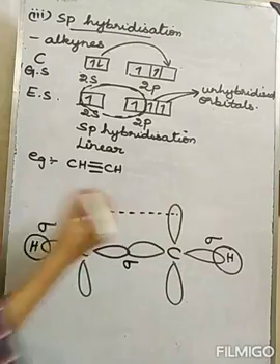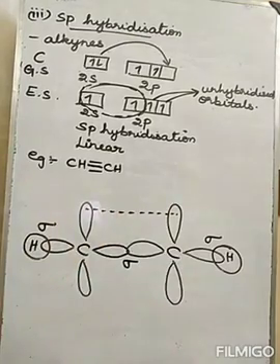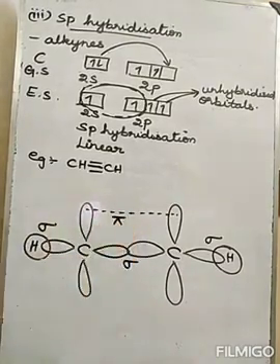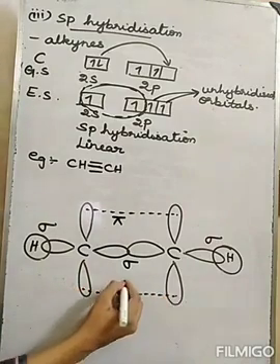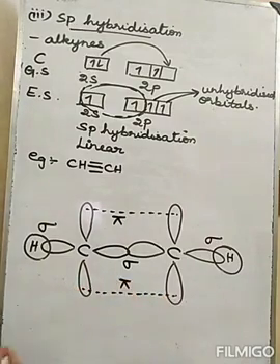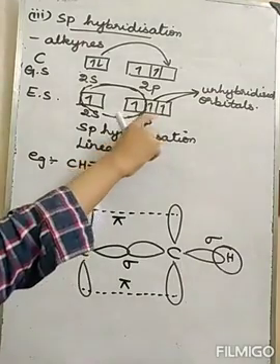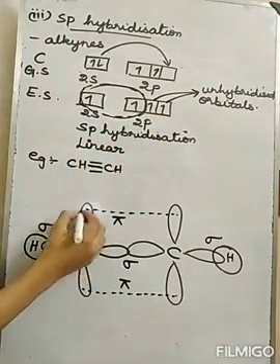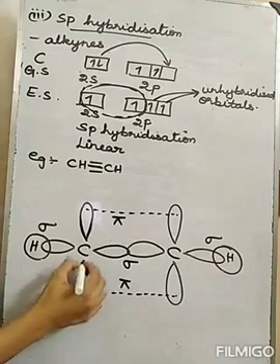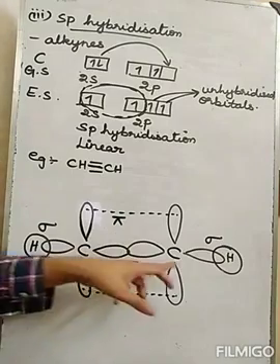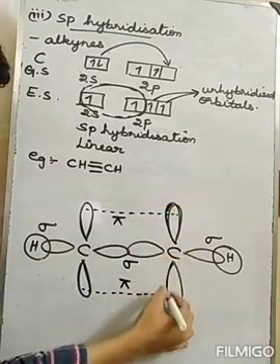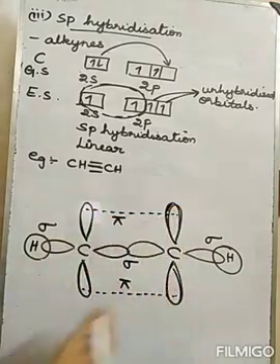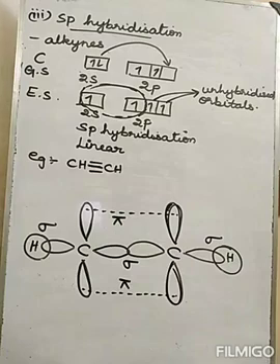These two orbitals will form one lateral overlap, so they will form one pi bond, and these two orbitals will form one lateral overlap, it is another pi bond, because there are two unhybridized orbitals. This is unhybridized, this is also unhybridized. Okay, and this carbon also will be having two unhybridized orbitals. So unhybridized orbitals will undergo lateral overlap.